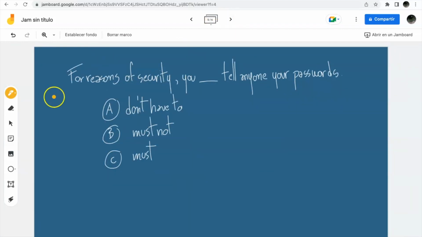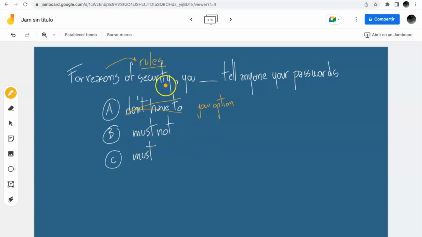The next example says, "For reasons of security, you, blank space, tell anyone your passwords." So A, don't have to, B, must not, or C, must. Once again, these are rules. Reasons of security, rules of security. Therefore, don't have to, this is an option. Therefore, this is not the correct alternative. You don't have to tell anyone your passwords. Well, you might get hacked, right?